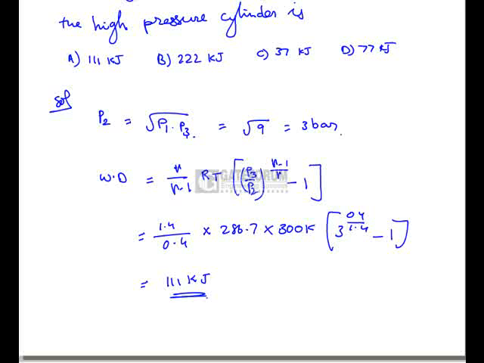So in the options, the right option is A. A is the right option. Suppose if the question asks about the total work done by the two cylinders, then it is equal to 2 into 111, that is 222 kilojoules.